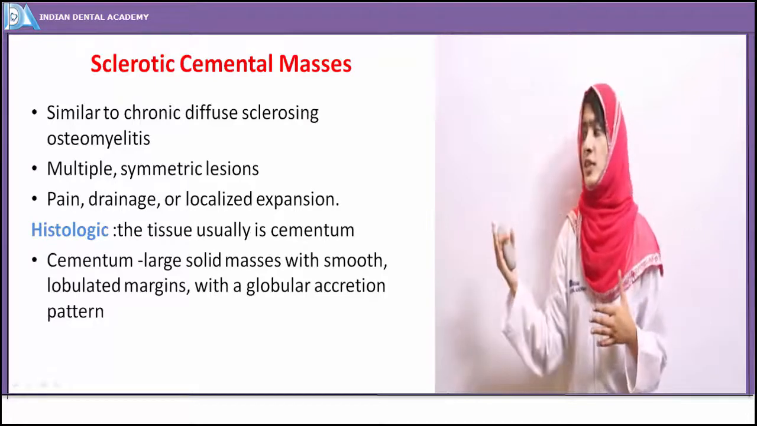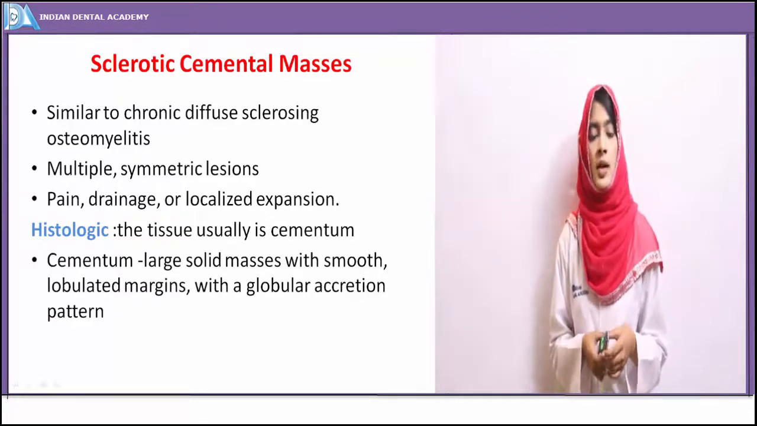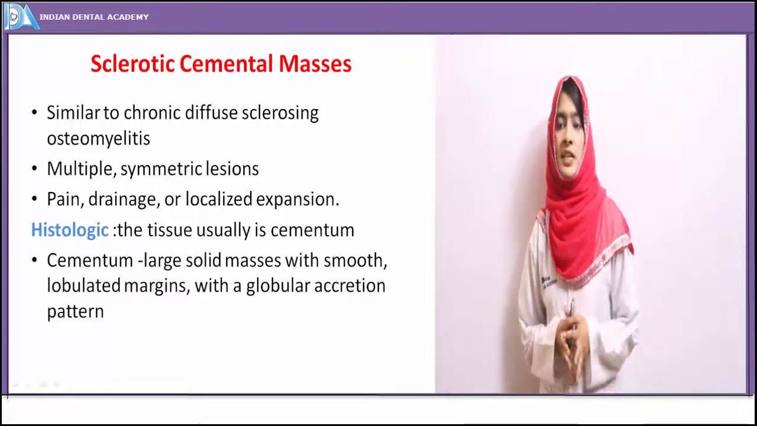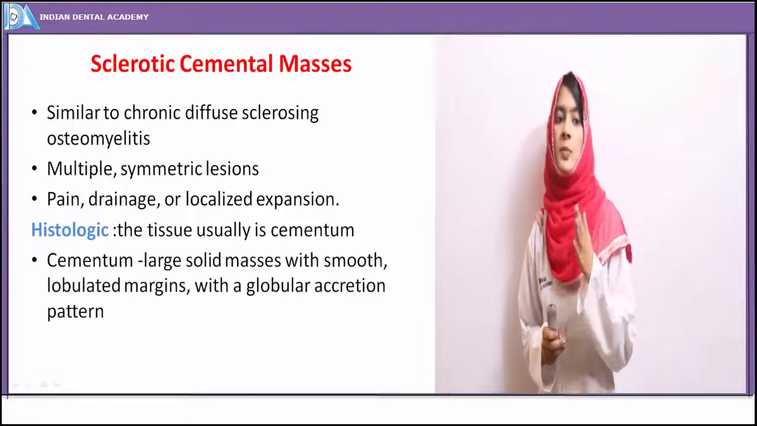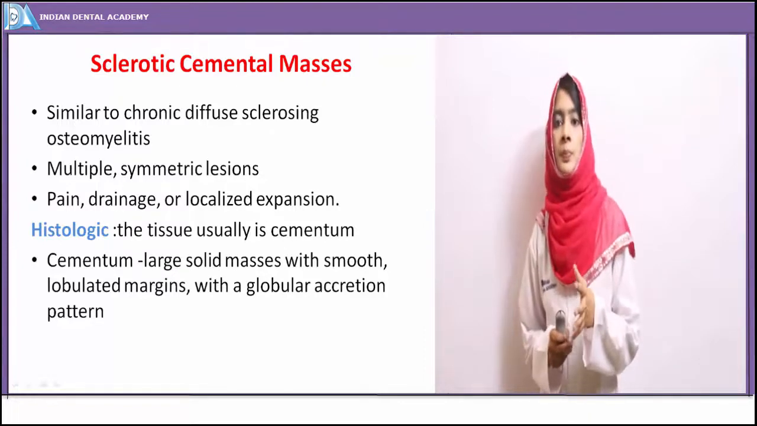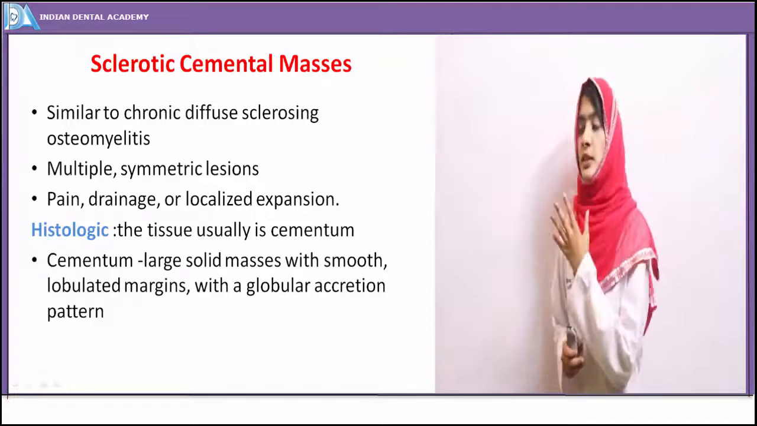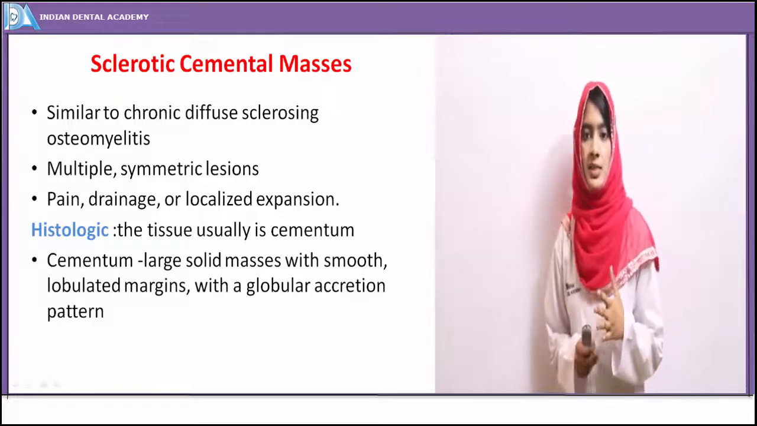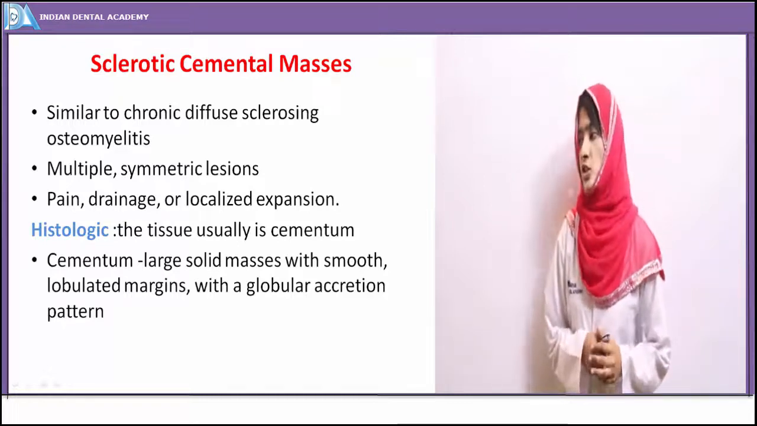Sclerotic cemental mass is very similar to the chronic diffuse sclerosing osteomyelitis. Instead, whatever osteoid is being deposited, when it is studied, it is seen that the osteoid deposition is nothing but cementum. Okay, so the histologic appearance of cementum is seen. So the term sclerotic cemental masses is given. It is also a form of chronic diffuse sclerosing osteomyelitis only.